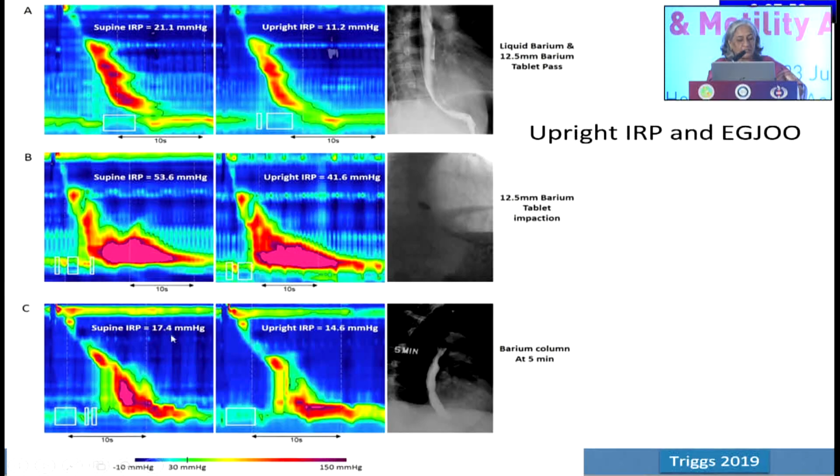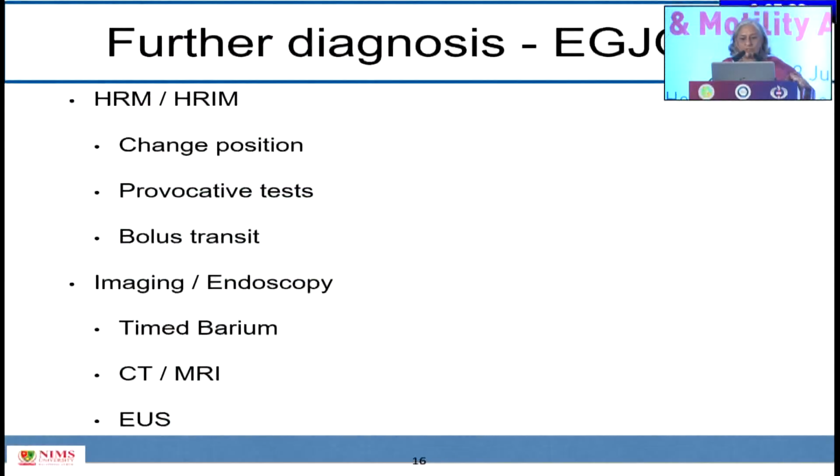In the third patient, you see that there is a spasm. The IRP in the upright position is borderline. This patient actually had thickening of the esophageal wall, but did not have an obvious obstruction in the barium swallow, and therefore this patient was left alone and followed up. So this is important. Many patients with eosinophilic esophagitis will also have this kind of an abnormality. So please do not go and do a POEM on these patients.